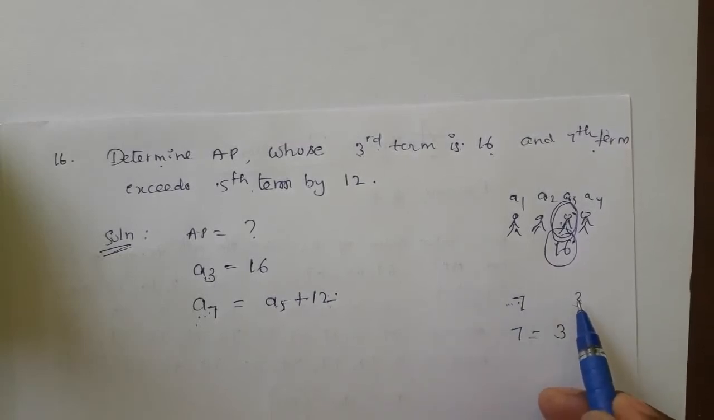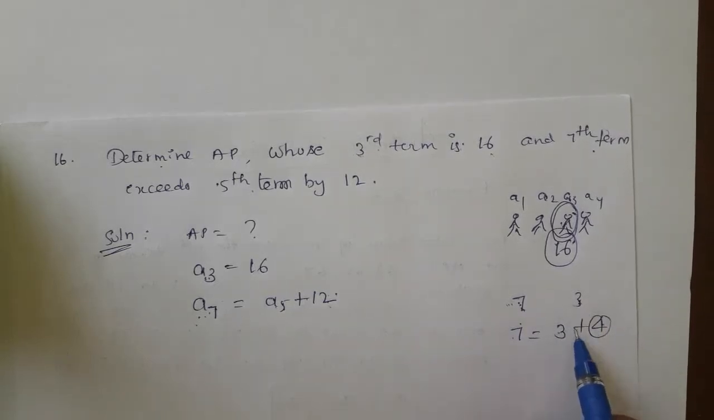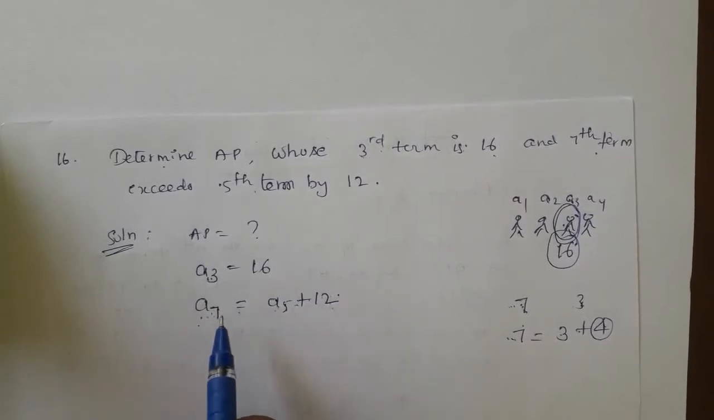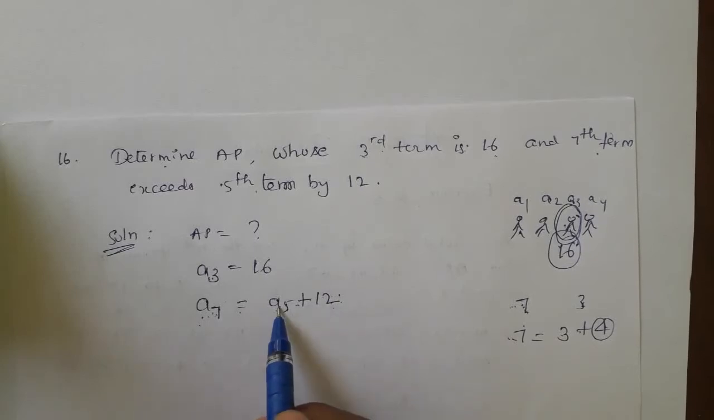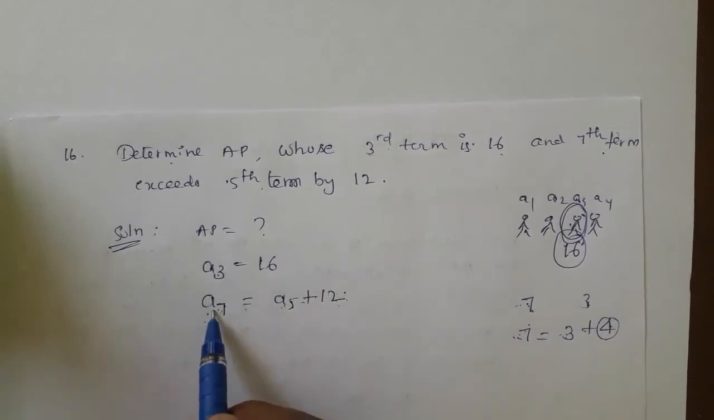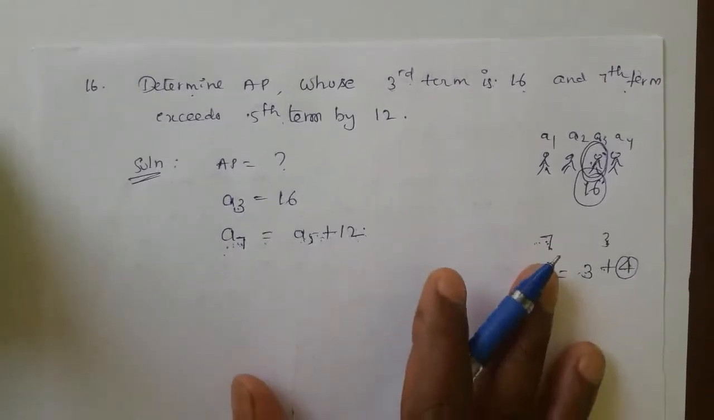7 exceeds 3 by 4. That means to get the 7, you have to add 4 to the 3. So 7 is 4 more than the 3. So 3 plus 4 is equal to 7. Similarly here, the 7th term is 12 more than the 5th term. To get the 7th term, you have to add 12 to the 5th term. The 7th term is bigger, the 5th term is smaller. Between these two, the gap is 12.